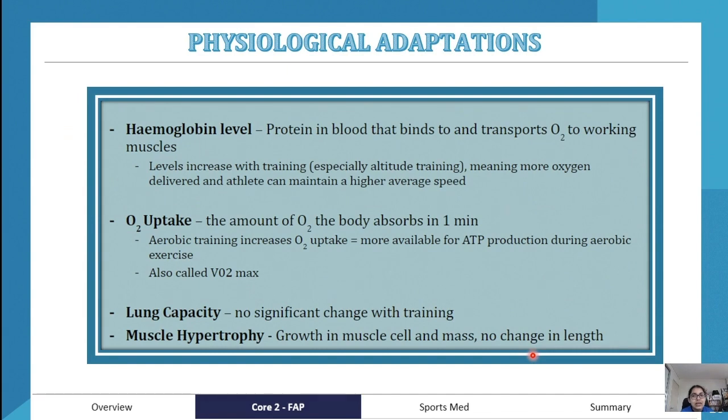We've got lung capacity. The size of your lungs does not change. Your lung capacity does not change with training. There's no significant change with training. There may be a little, but it's no significant change. Finally, muscle hypertrophy. Muscle hypertrophy is when there is a growth in your muscle cells and mass, but there's no change in length. The actual length of the muscle never changes, but there is growth in the muscle cells and the mass of the muscle, which makes it look bigger.